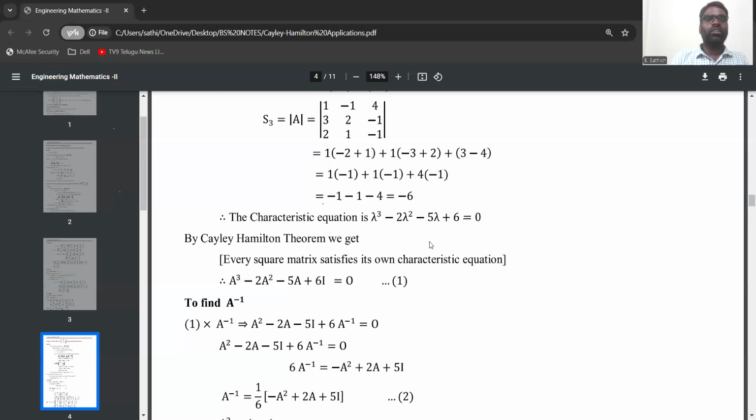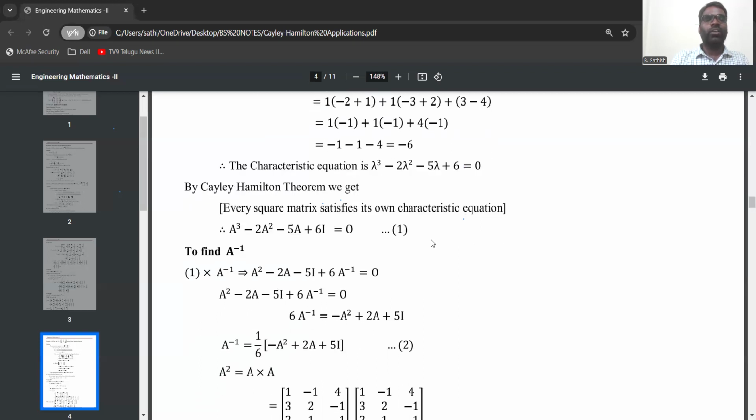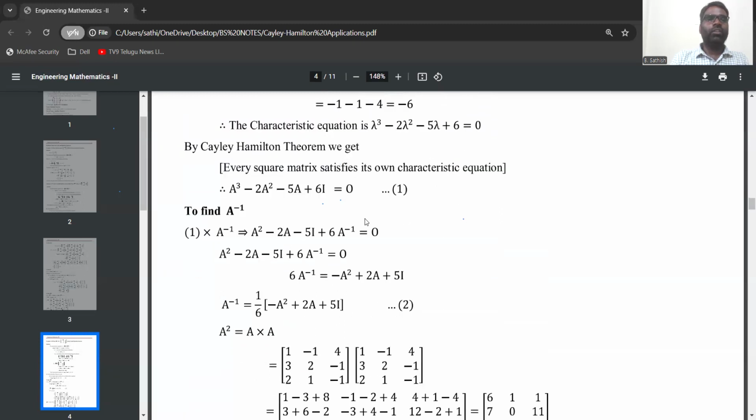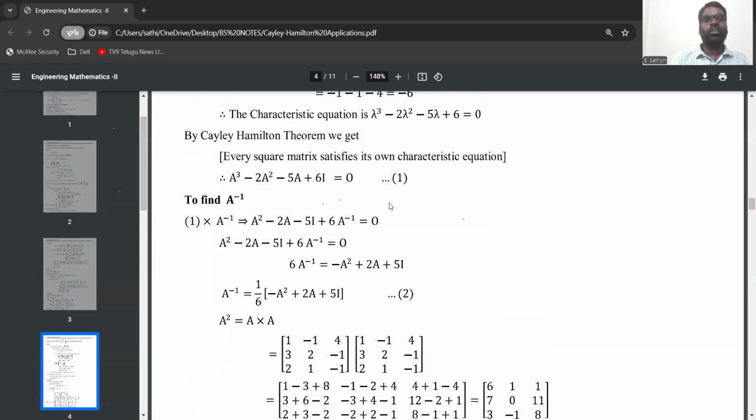So substituting all these values S1, S2, S3 in the characteristic equation, we get lambda cube minus 2 lambda square minus 5 lambda plus 6 equals 0. Now we verify whether the given matrix satisfies its own characteristic equation or not. For that, we simply replace lambda with the given matrix A. We get the equation A cube minus 2A square minus 5A plus 6I equals 0, where I is the identity matrix of order 3.